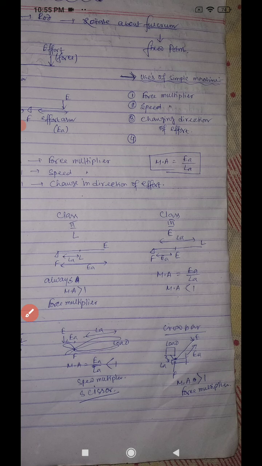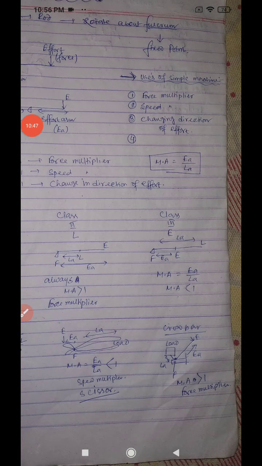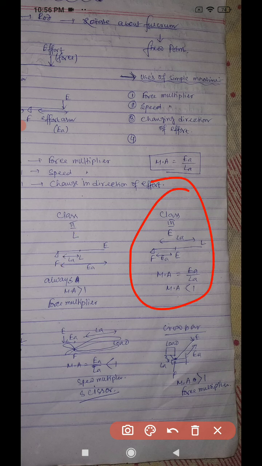That means this lever always acts as a force multiplier. I hope you understand. Its mechanical advantage will always be greater than 1, because its construction is like that. Similarly, in class 3 you can see the load on one side and the fulcrum on the other side, which means the load arm is always greater. That means its mechanical advantage is always less than 1, and it can act as a speed multiplier.